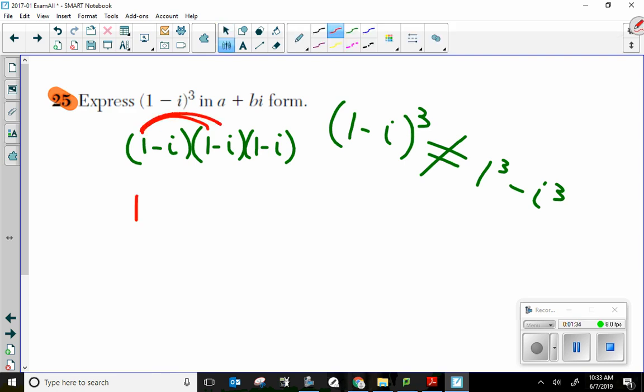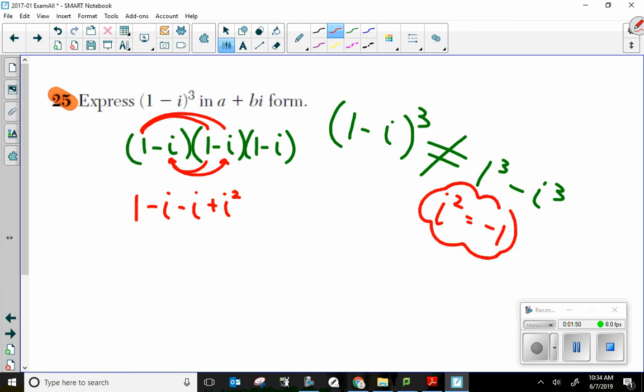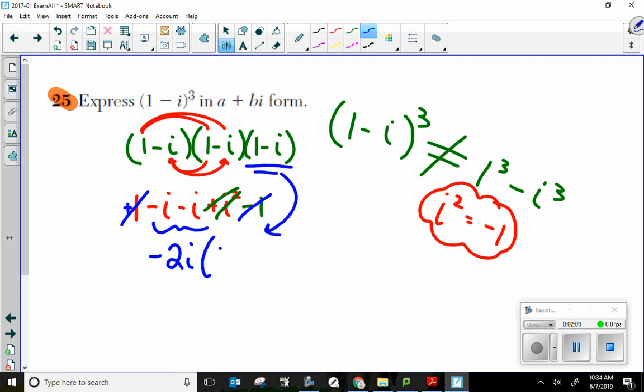1 times 1 is 1. 1 times negative i, negative i. 1 times negative i, negative i. Negative i times negative i is positive i squared. Second rule of thumb: i squared is negative 1. You need to remember that. So this can be replaced with minus 1. I have a positive 1 and a negative 1. They cancel. So I'm left with negative 2i. Don't forget, I still have this third thing that needs to be multiplied in. We only did 2 of them.